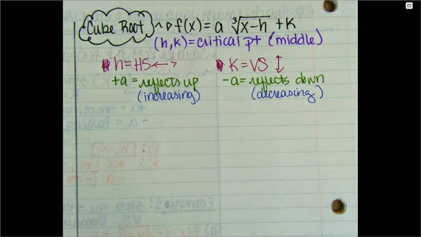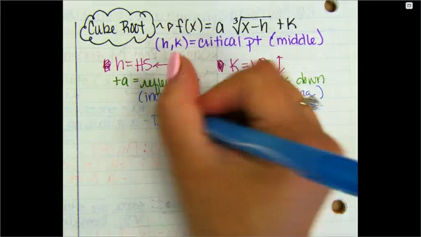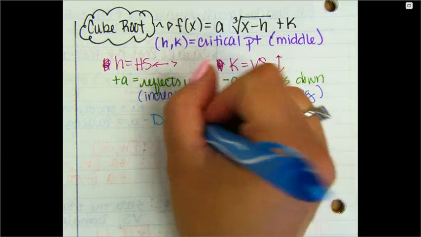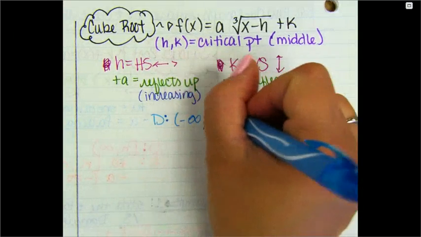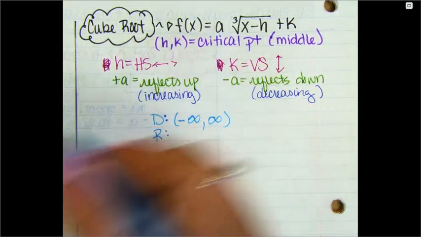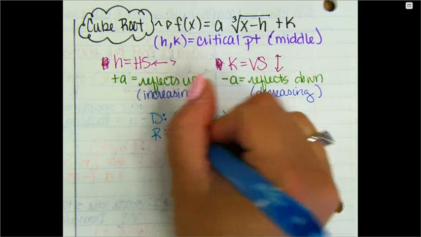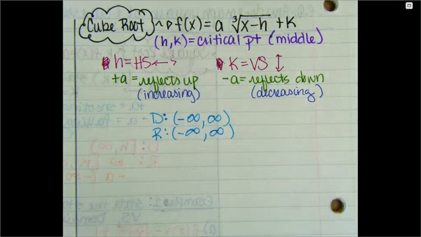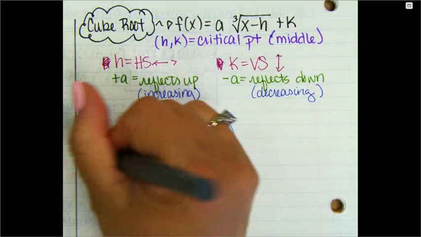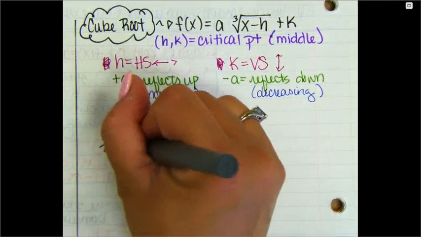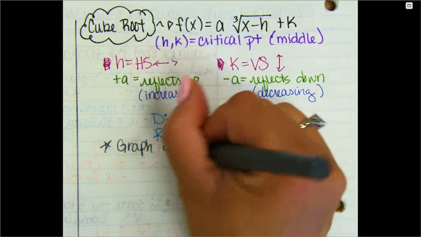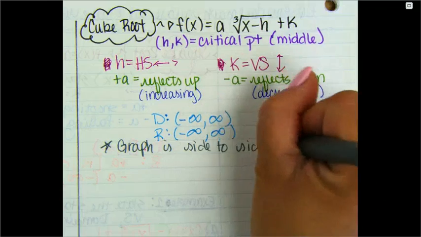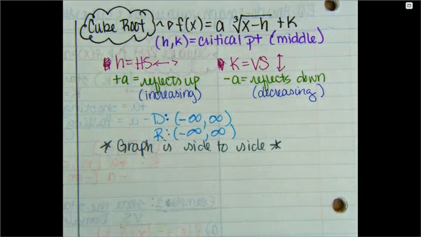Who remembers what your domain is? Negative infinity, positive infinity, good. What's your range? Negative infinity, positive infinity, same. Good. And let's remember the graph is side to side, not up and down. Okay?